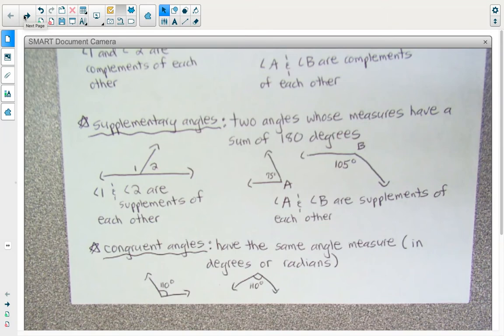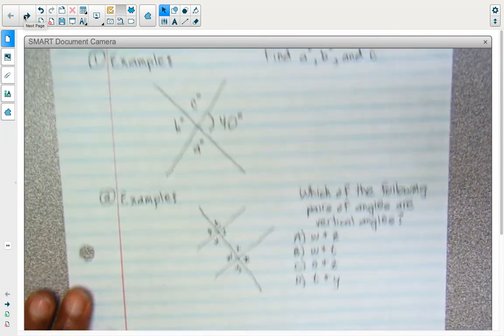So we're going to go through and take a look at a couple of examples, just using some of these words here and some of the things that we know. Then after we do that, we'll go through and take a look at parallel lines being cut by a transversal.